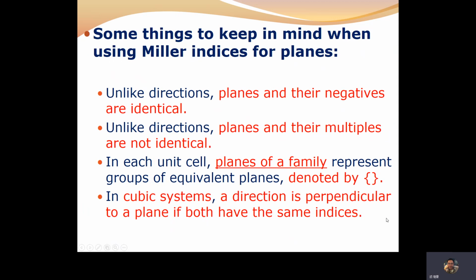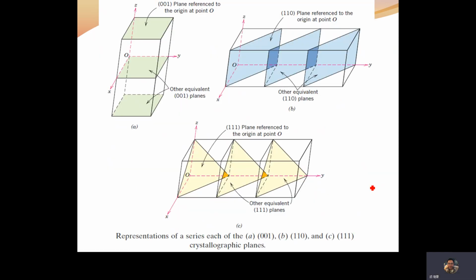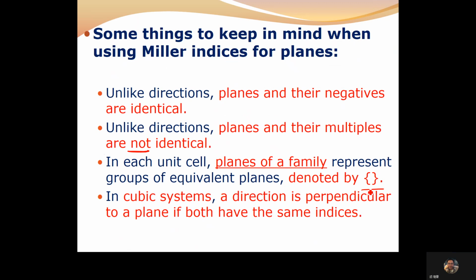Okay, so there are some things to keep in mind when you use Miller indices for crystallographic planes. Planes and their negatives are identical. They're different from the crystallographic direction. And planes and their multiples are not identical. Planes of a family represent groups of equivalent planes, denoted by this notation. And in cubic systems, a direction is perpendicular to a plane if both have the same indices.